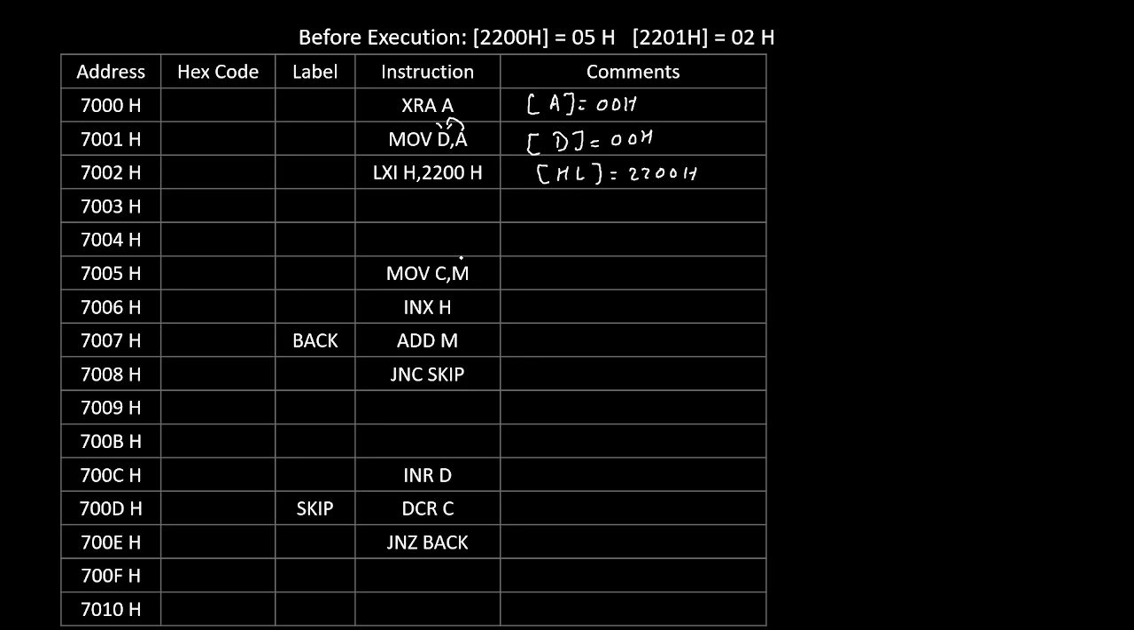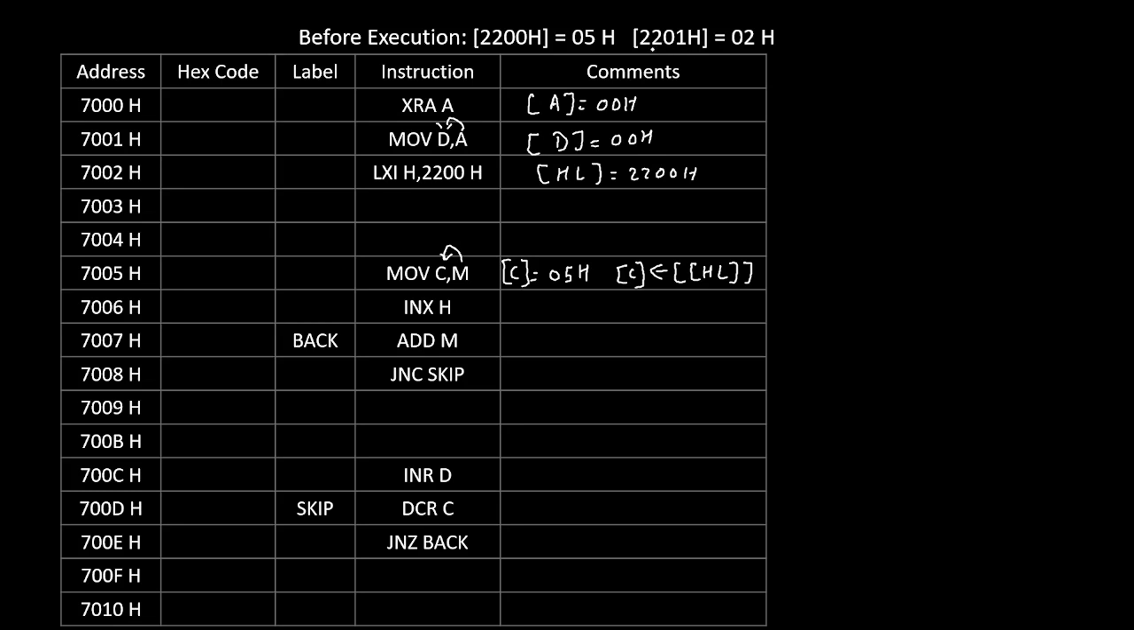Now what we will do, we will move the value of M inside C. M stands for memory. So we are transferring the content of the memory location pointed by HL inside the C register. What is the content at HL over here? 2200, and what was its content? 05. So 05 will get copied inside the C register. So after execution of this instruction, C register is going to be 05. So we set our counter.